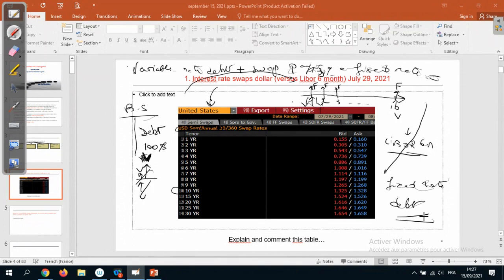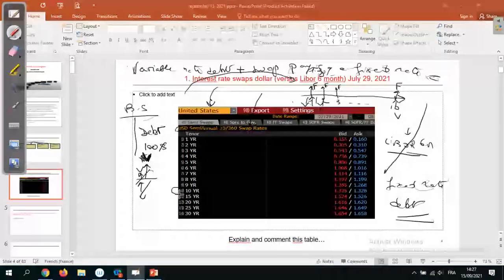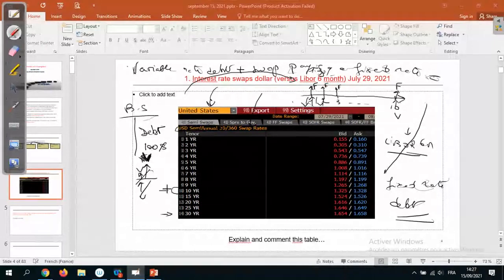Okay? So now the swap rates here. 1 year, 2 years, and you can make a swap up to 30 years. If you want to make a swap with a 10 years maturity, here you have bid and ask, as I taught you yesterday. So if you pay fixed, you will pay this on the right side. If you receive fixed, you will receive a lower interest rate. So here, the fixed rate.